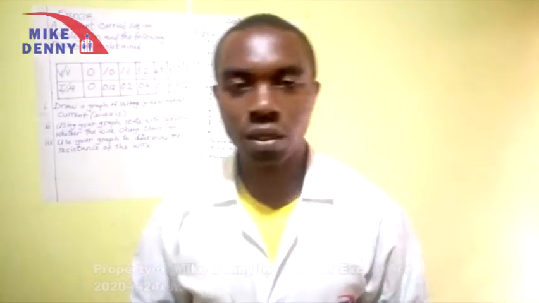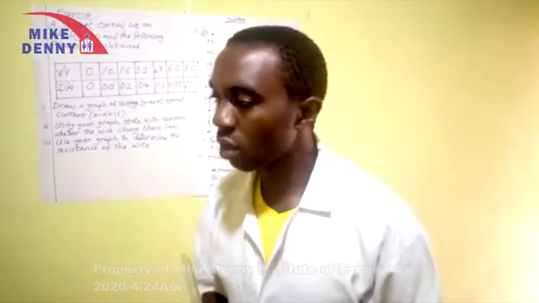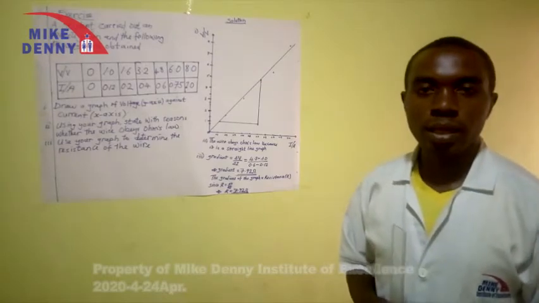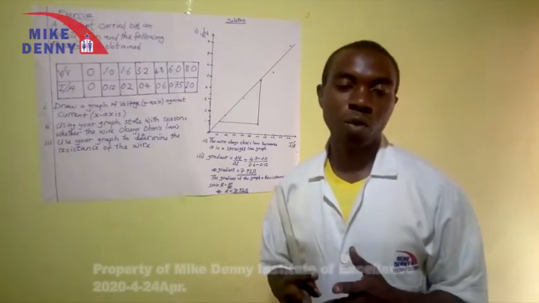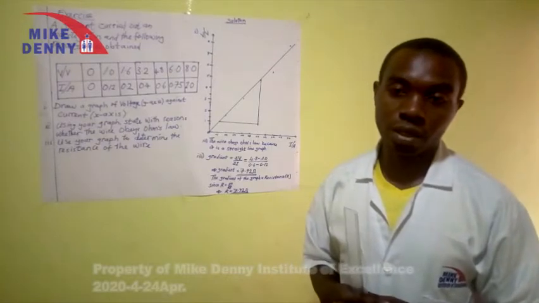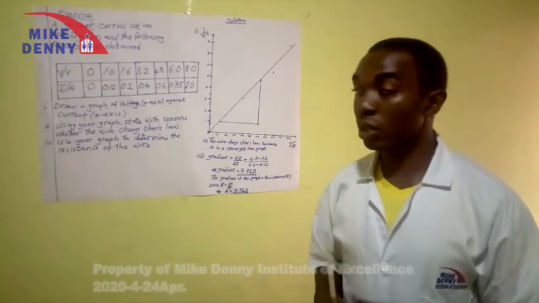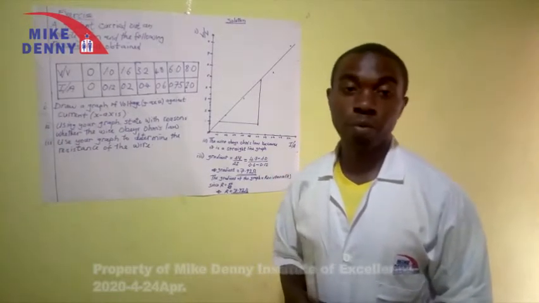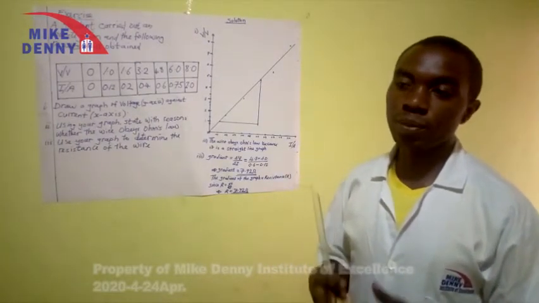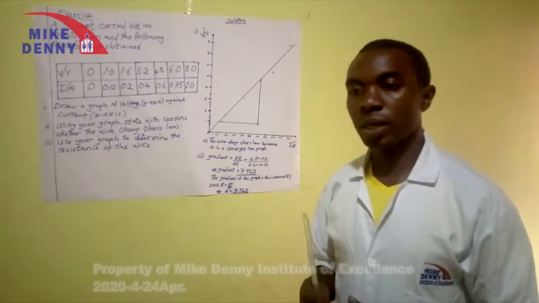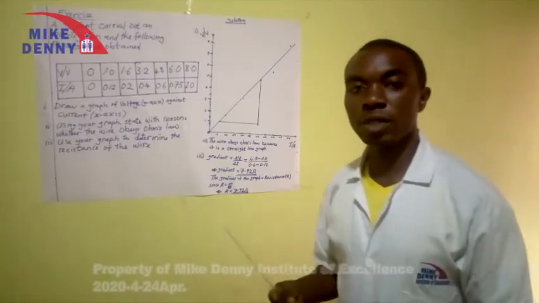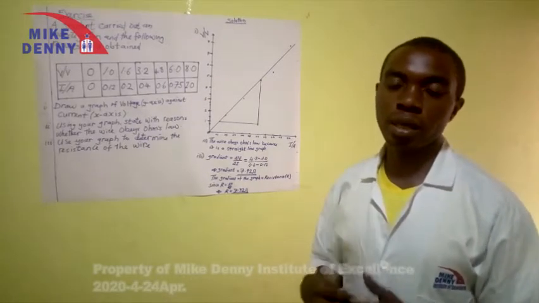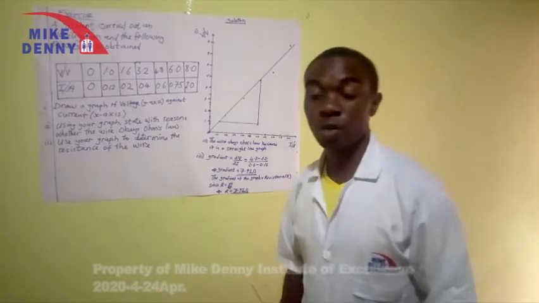We have the ohmic conductor and the non-ohmic conductor. An ohmic conductor is a conductor that obeys Ohm's law. For example, metals: we talk of a copper wire, aluminium, mercury. These materials obey Ohm's law. The current voltage graph is always a straight line, and when you calculate the gradient, it will give us the resistance of the wire.